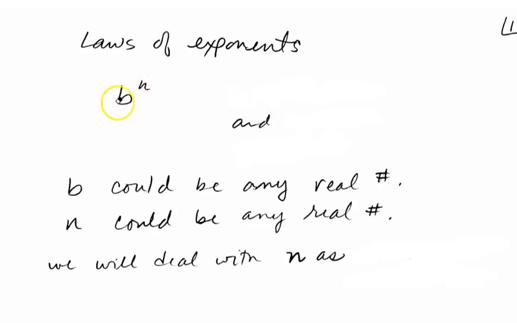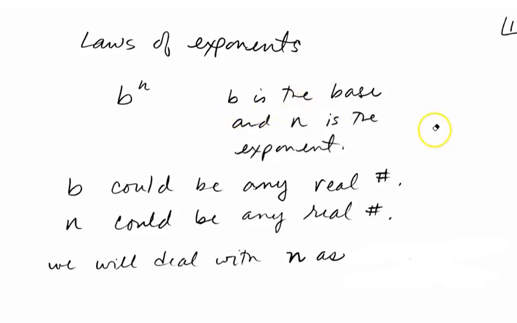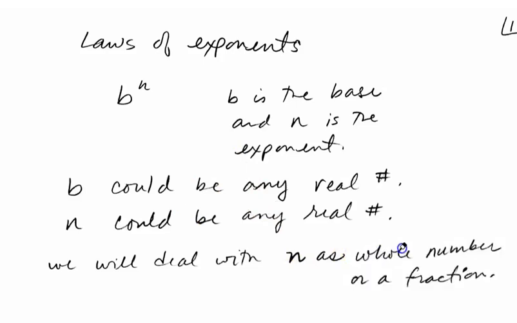So I've got an expression right here, b raised to the power n. We would say b is for base, that's the base of the exponent, and then n is the exponent itself. b could be any number, n could be any real number. Generally here, b is going to be a whole number for the most part, or a fraction, and same thing with n. It's going to be either a whole number or a fraction, and it might also be a negative number. So we'll make sure that we can deal with that as well.